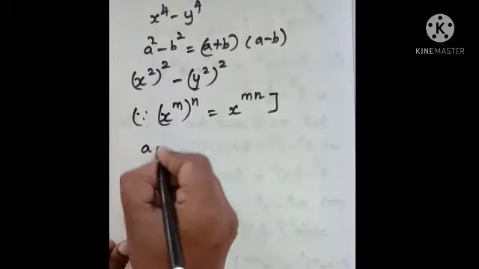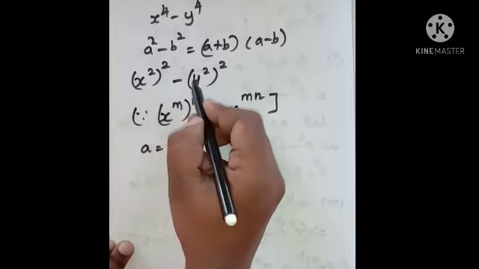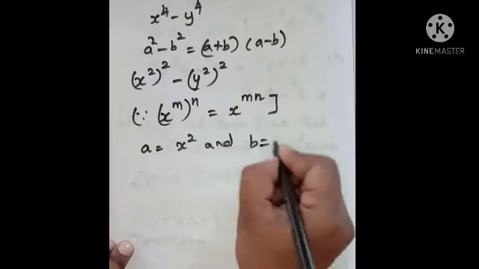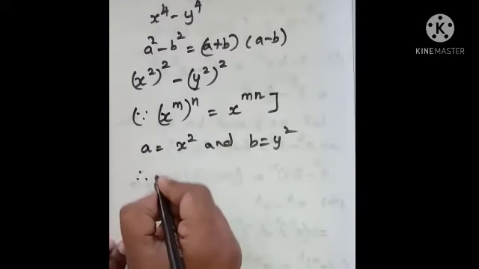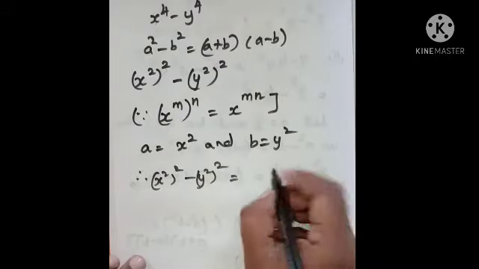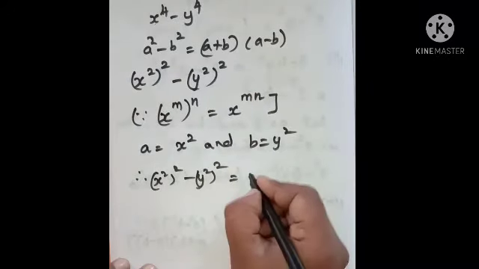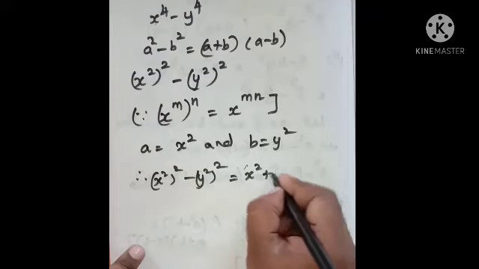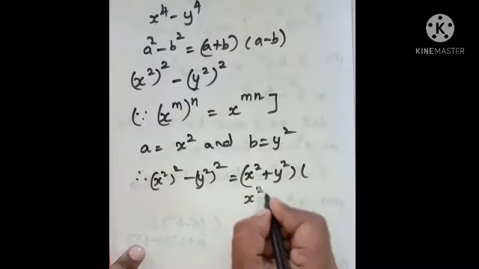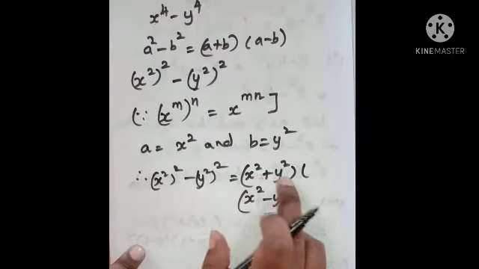So here what about a? Compare a square minus b square with (x square) the whole square minus (y square) the whole square. We get a as x square and b as y square. So we get (x square) the whole square minus (y square) the whole square. What is the right hand side of the identity? Yes, it is (a plus b) into (a minus b). So here a is x square and b is y square, so a minus b is x square minus y square and a plus b is x square plus y square.